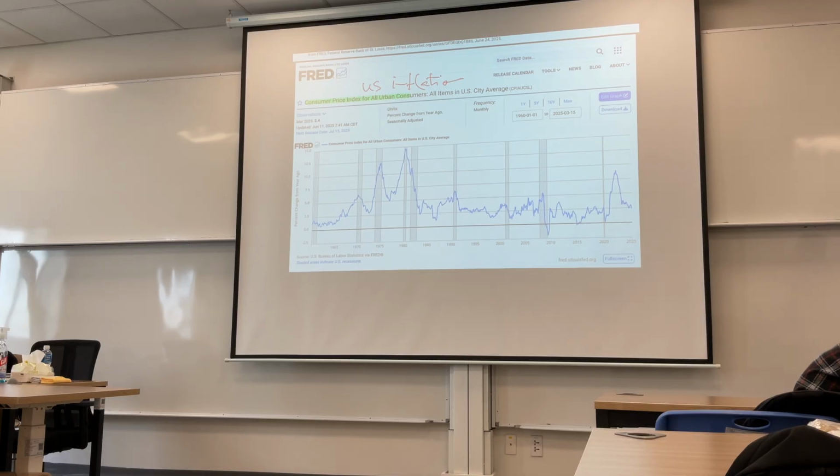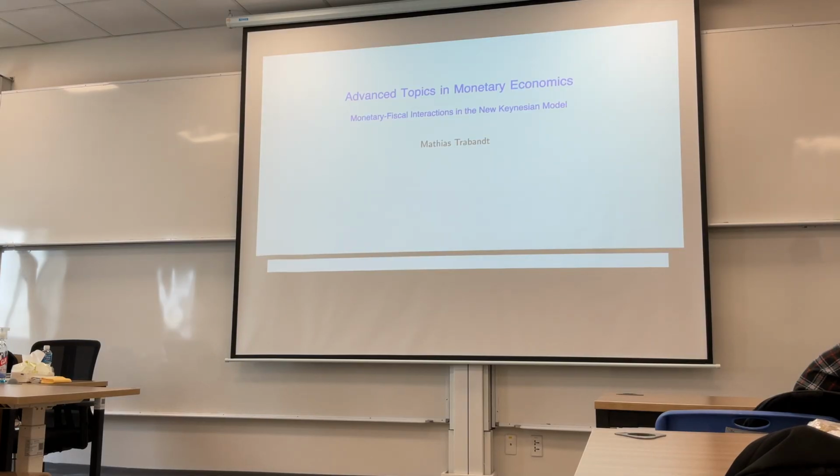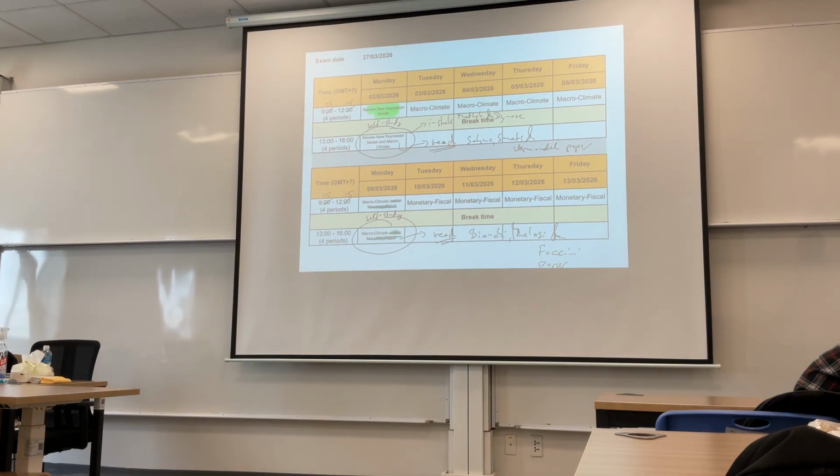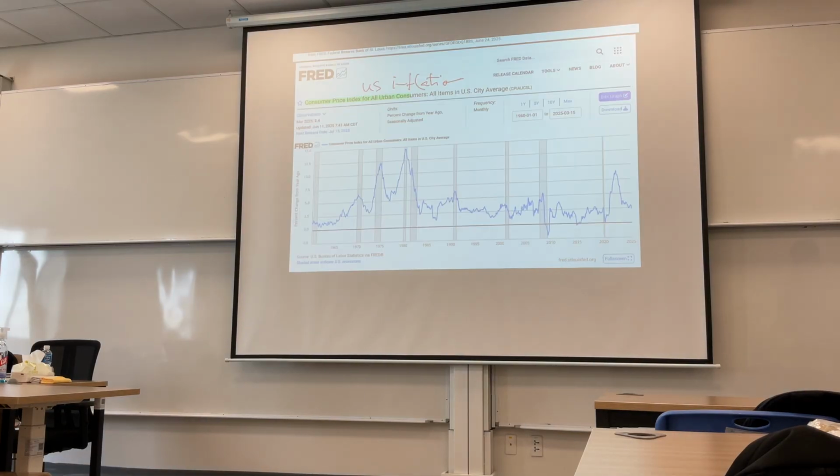And hence that's the reason why this is called monetary fiscal interaction in the schedule, because we're going to learn that the ultimate outcome for inflation depends on the power that the central bank has over the government, or the other way around. That's going to be an important takeaway later on. Okay.